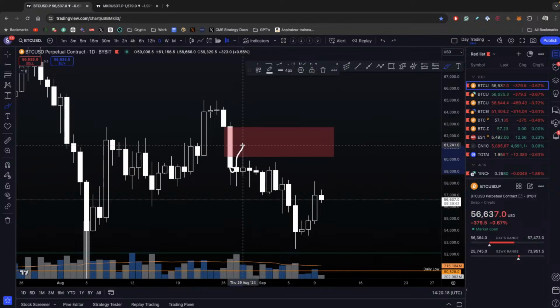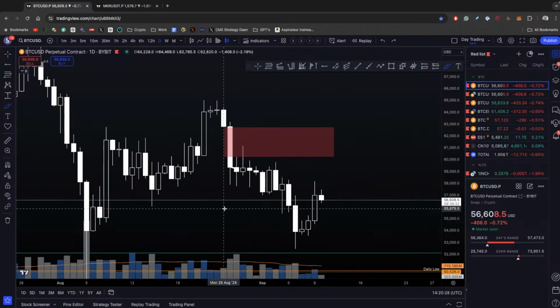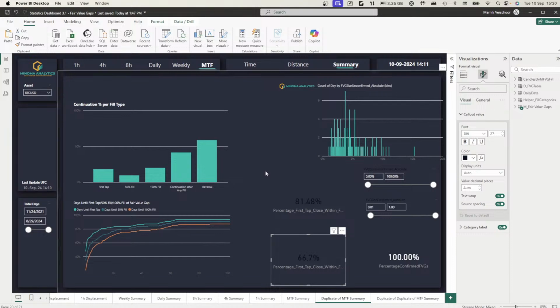So if you see this tap and you see the fair value gap being tapped, close outside, then you know there's a pretty high probability you're going to go back in. So that's really cool. I'm going to get more stats on that. I'm going to build this out. I really think this is going to be pretty good.